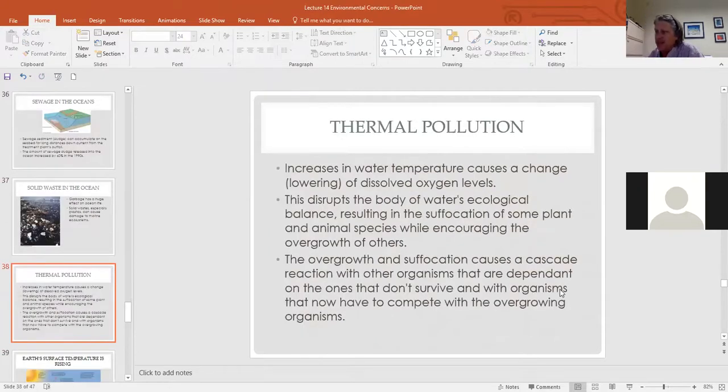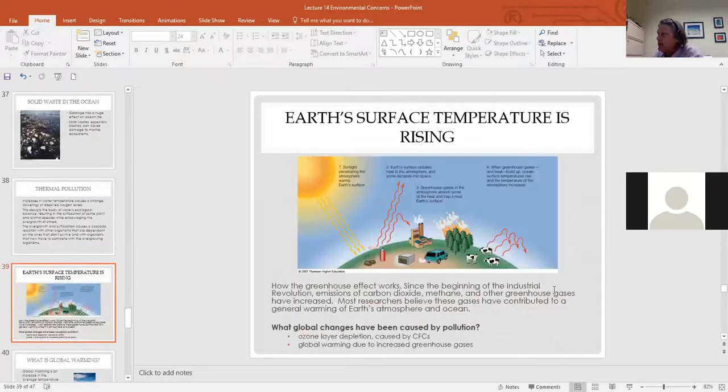Thermal pollution, you might not think of thermal pollution as a pollutant, but those towers that cool off our energy plants change the temperature, and that can suffocate organisms from the overgrowth of algae.